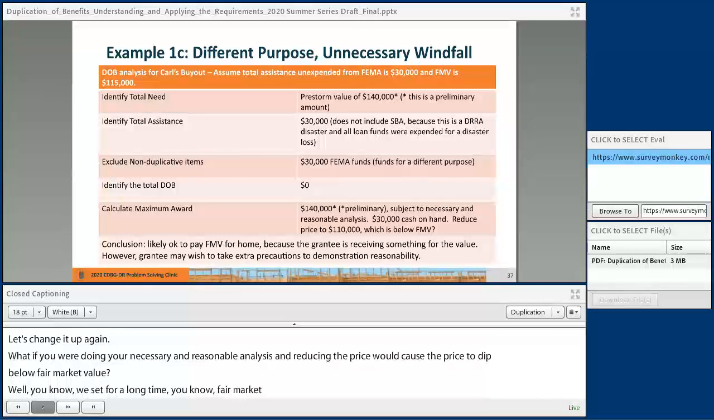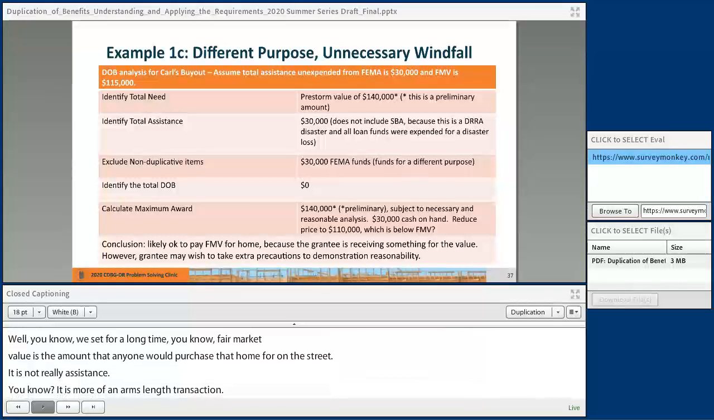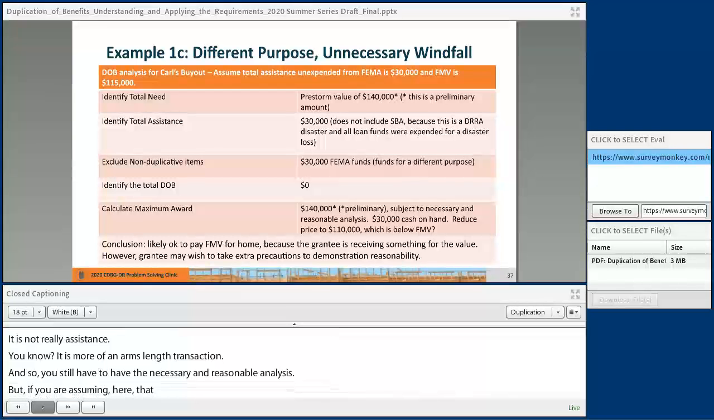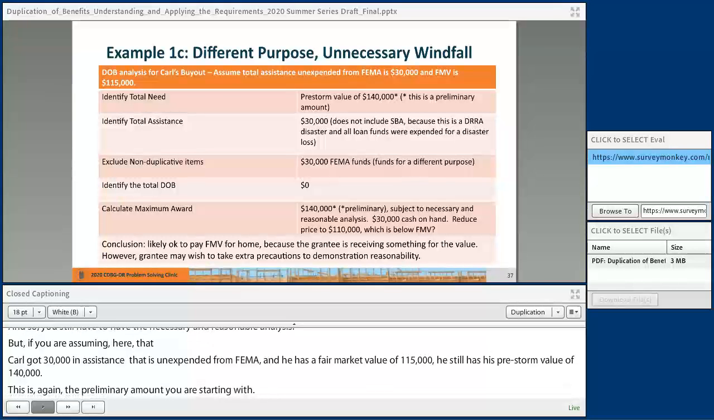But if you're assuming, for example, here, that Carl got $30,000 in assistance that's unexpended from FEMA, and he has a fair market value of $115,000. He still has this pre-storm value of $140,000. And again, it's this preliminary amount that you're starting with. His total assistance includes the FEMA $30,000. It doesn't include the SBA for the reasons that we just discussed above.